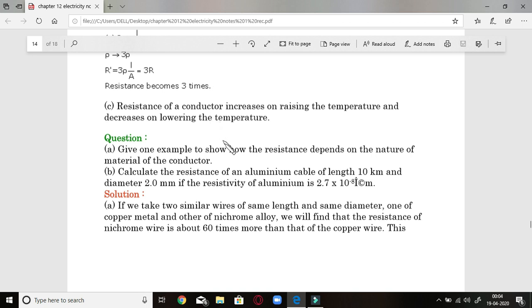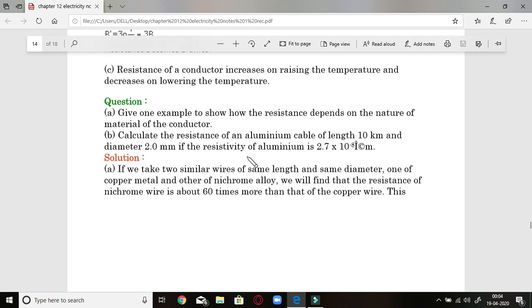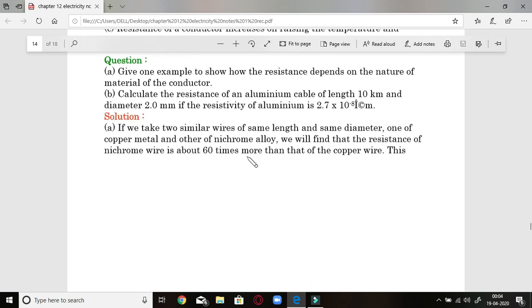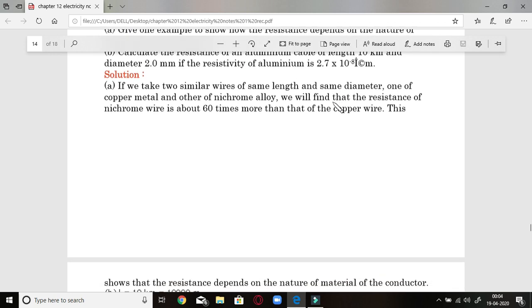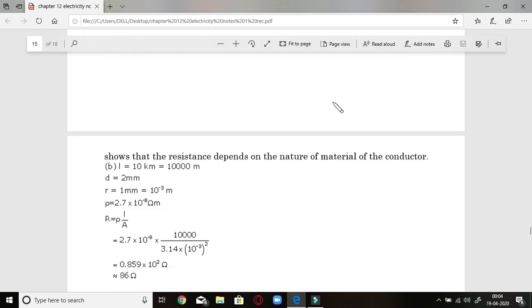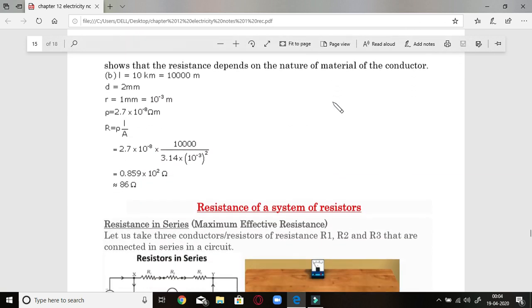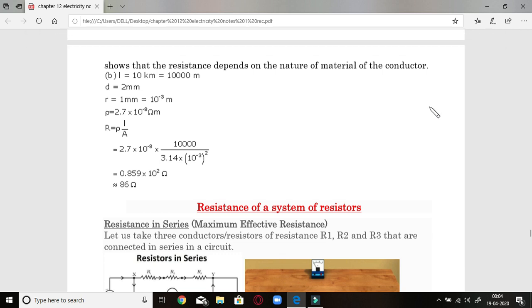Now next one is: give one example to show how the resistance depends on the nature of the material of the conductor. And the second, very important one, is to calculate the resistance of an aluminium cable of length 10 kilometer and diameter 2 mm, if the resistivity is 2.7 into 10 power minus 8 ohm meter. Let us see what we have done in it. This is quite an important numerical. Now this shows that resistance depends on the nature of the material.